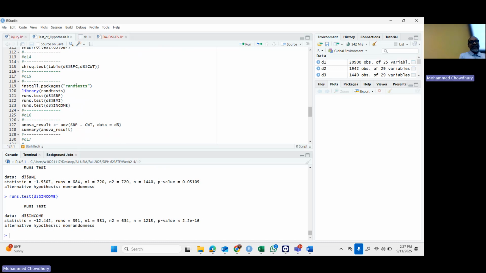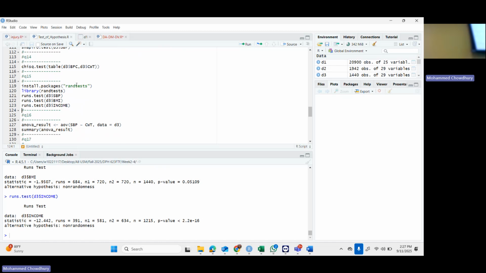Okay, after that, now I want to show you what the ANOVA test is. Take a look at question number 16. I wrote question number 16 on line number 127. On line 127, I have written AOV, analysis of variance, SBP. SBP means systolic blood pressure, and there is CWT, the categorical weight variable. The categorical weight variable has category 1, less weight, medium weight, and then category 3 is heavy weight.